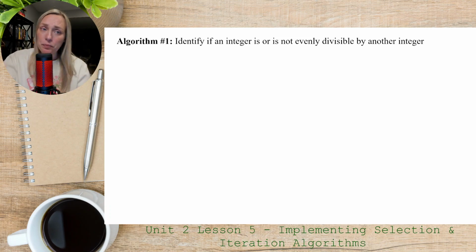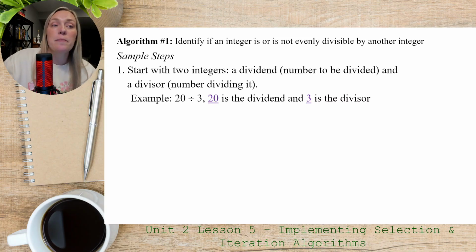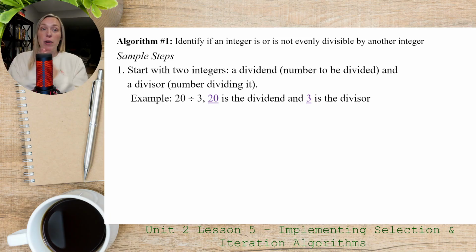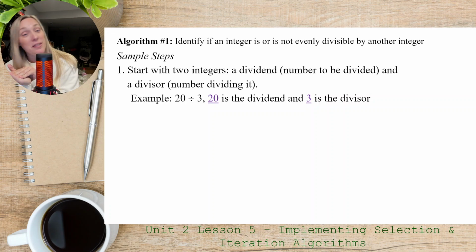So let's talk about identifying if an integer is or is not evenly divisible by another integer, pretending we don't already know about the mod operator. Let's pretend we haven't learned about the mod operator yet, right? Let's see how we can use an algorithm to help us determine this. So what we want to do is we have 2 integers, right? The 2 integers we label as a dividend and a divisor. The dividend is the number that's going to be divided, right? And the divisor is the number dividing it.